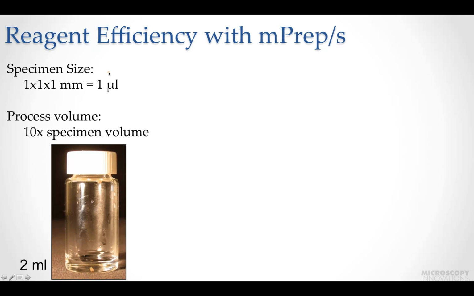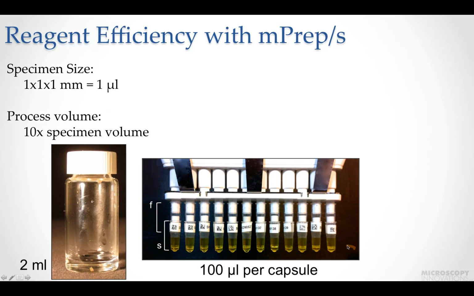And I was taught, and I believe this, and this is still taught in textbooks like Bozzola and Russell, the volume that's used for processing a sample should be 10 times the specimen volume. So for a 1 microliter volume specimen, that means only 10 microliters should be required, yet routinely people are processing in 2 mils. Well, here we have the mPrep S capsules attached to the pipetter with 100 microliters.